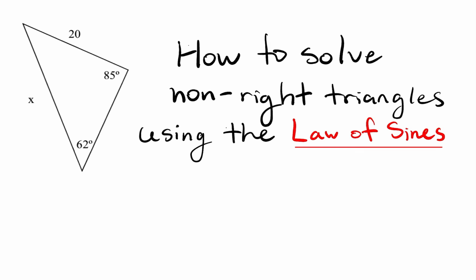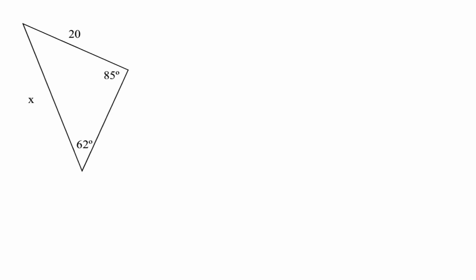Here is how to solve non-right triangles using the law of sines, and a lesson about what the law of sines is. For this problem, we are asked to find the side length x in a triangle. However, because the triangle is not 90 degrees, we cannot use the methods we usually do to solve right triangles, like the Pythagorean theorem or basic right triangle trigonometry.